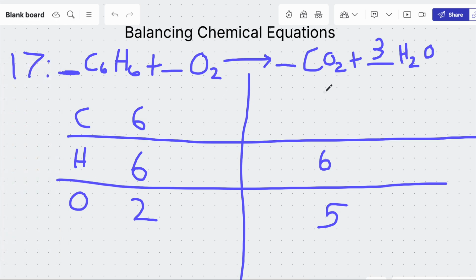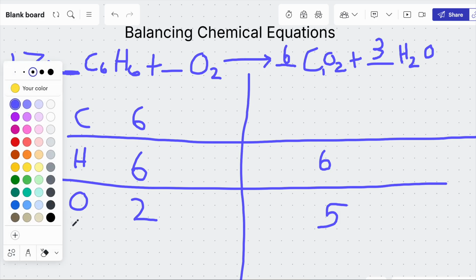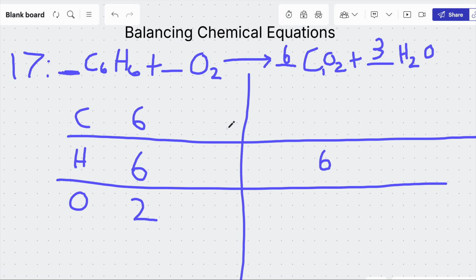So we need 6 C's over here total. There's 1 in every CO2. So what times 1 gets us to 6? In this case, that's going to be 6. That's also going to change our O's too. So let's see. 6 times 1, that gets us to 6 C's.